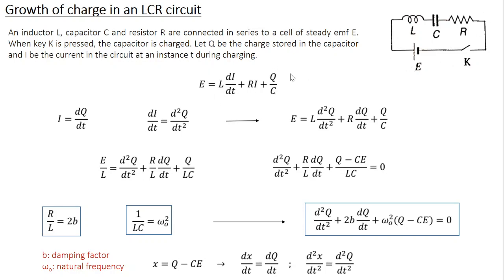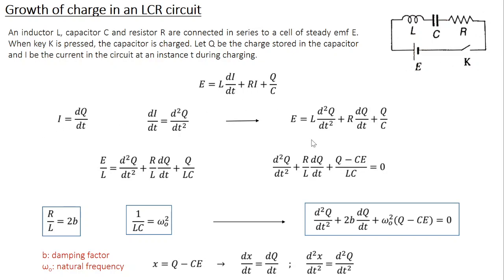So let's make it more consistent. Write everything in terms of charge Q. We know current I equals dq by dt, so you can write di by dt as d square q by dt square. So substitute these two in this equation.